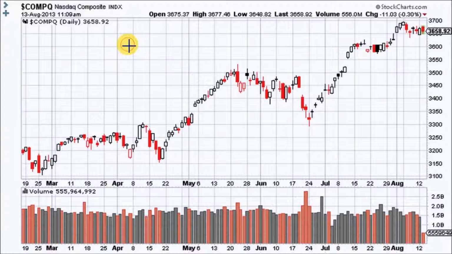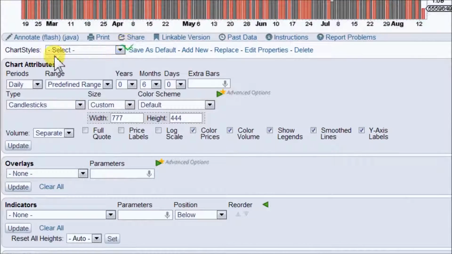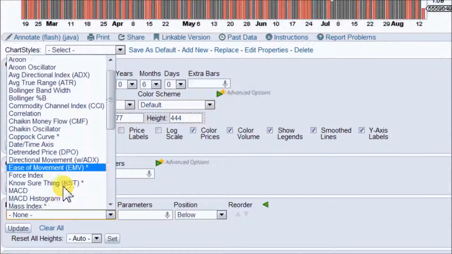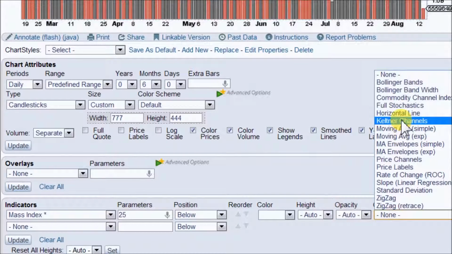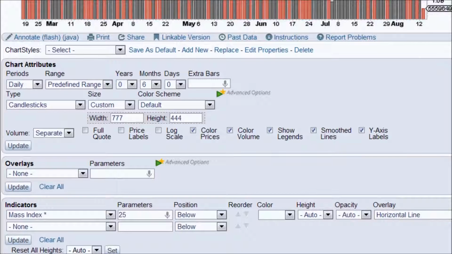So let's scroll down to the chart attributes area here at stockcharts.com, and in the indicators area, click on that box, click on Mass Index. The standard parameter is 25, and this is one that you can adjust either faster or slower depending upon your trading style. Now I'm going to add a horizontal line here at 26.5 because that is where the signal is finished forming. That's where it actually gives the signal.